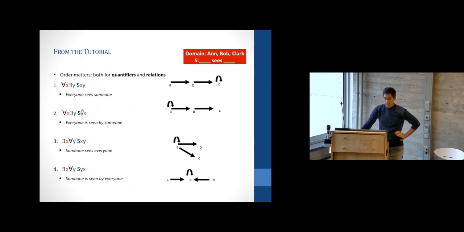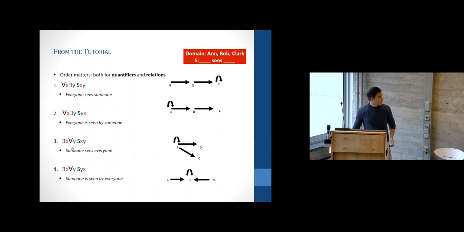You can keep the same ordering of the quantifiers and flip the ordering in the relationship. This gets you, everyone is seen by someone. For all X, there is a Y such that Y sees the original X you started with. So in this picture, it's not true that everyone sees someone because C doesn't see anyone, but everyone is indeed seen by someone.